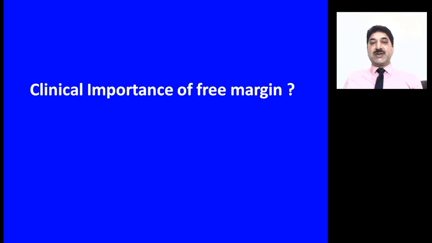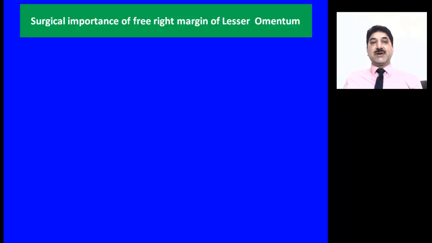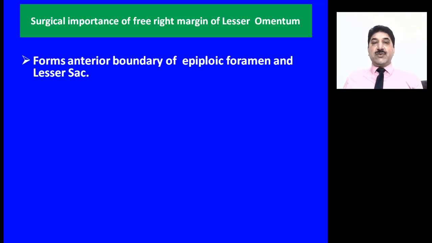Clinical importance of the free margin. The lesser omentum is important because of its contents in the free margin. The right free margin of the lesser omentum forms the anterior boundary of the epiploic foramen and lesser sac.